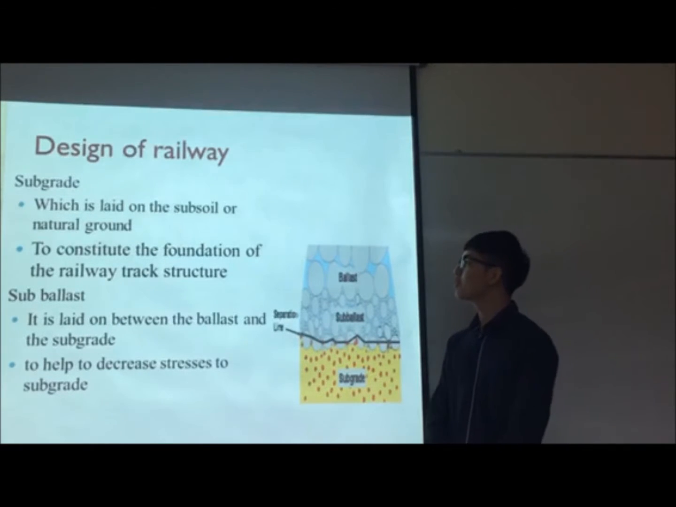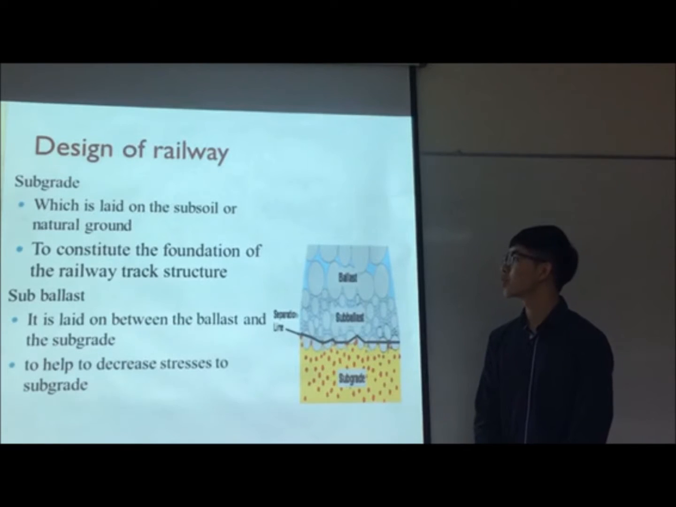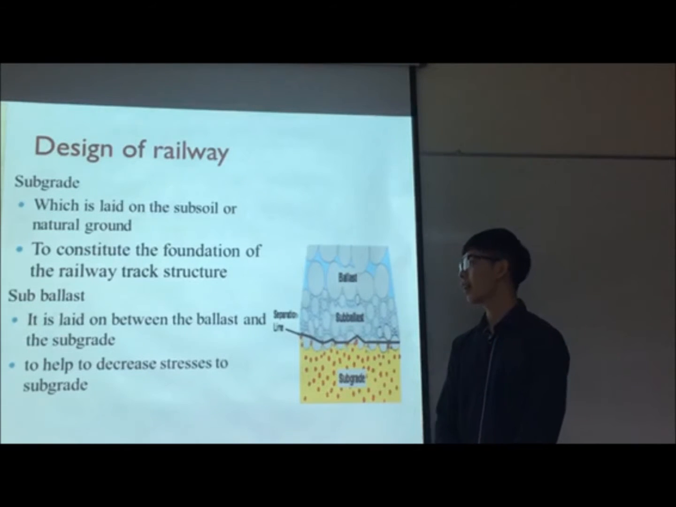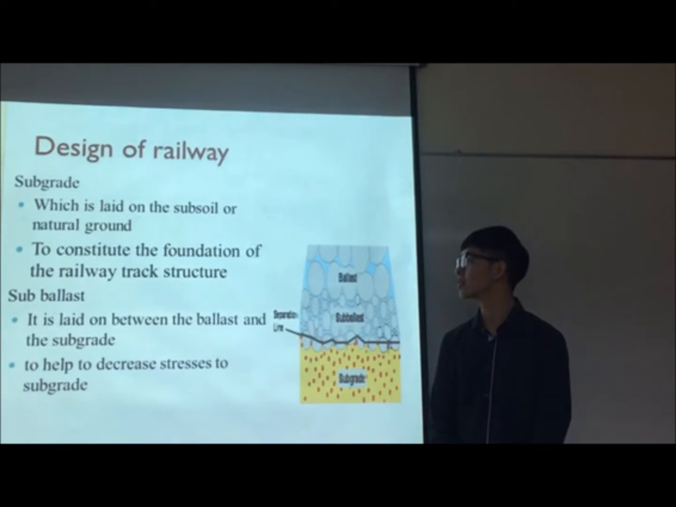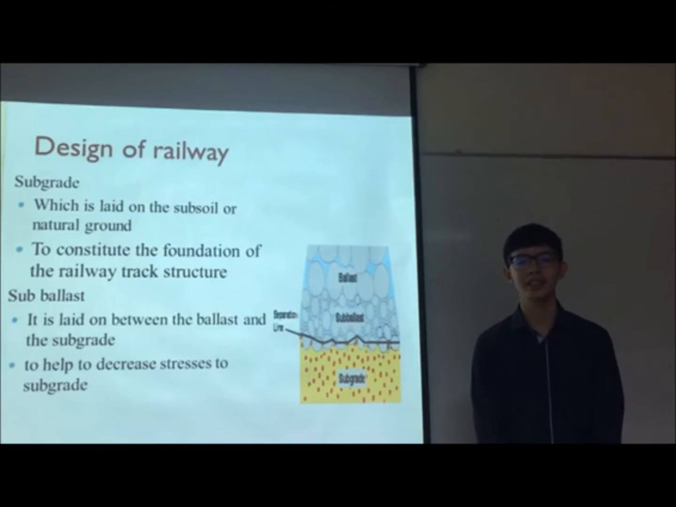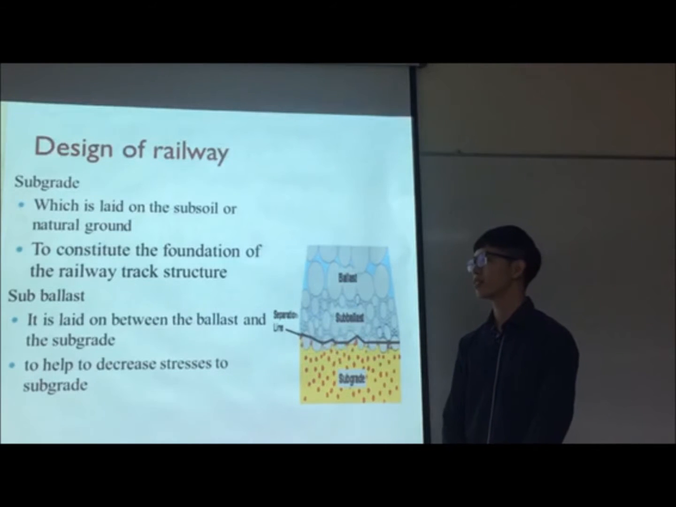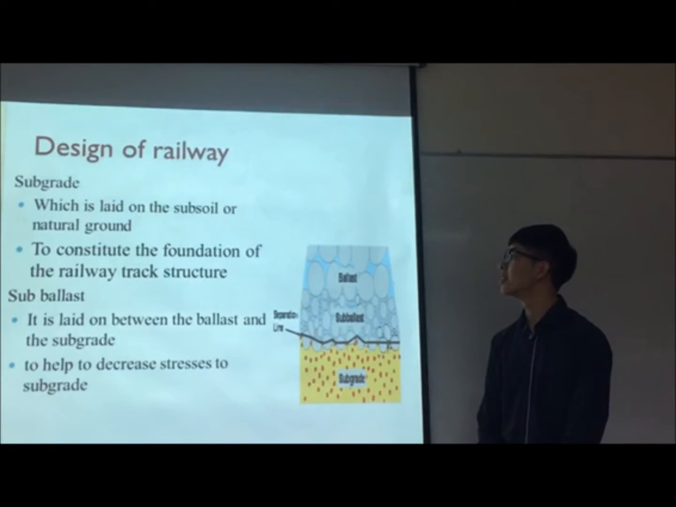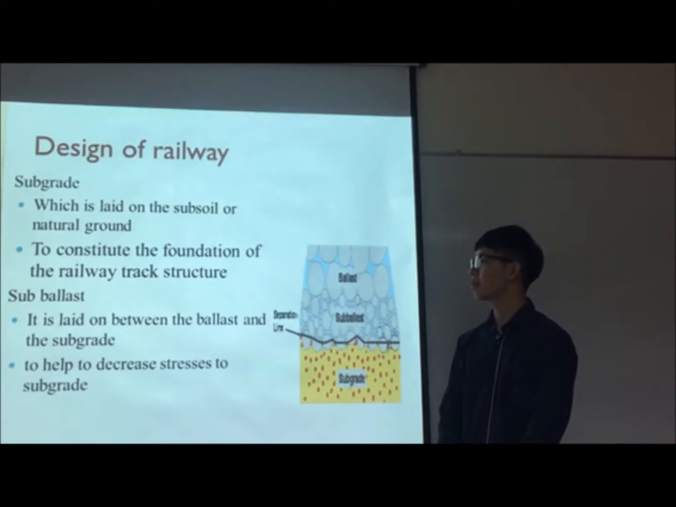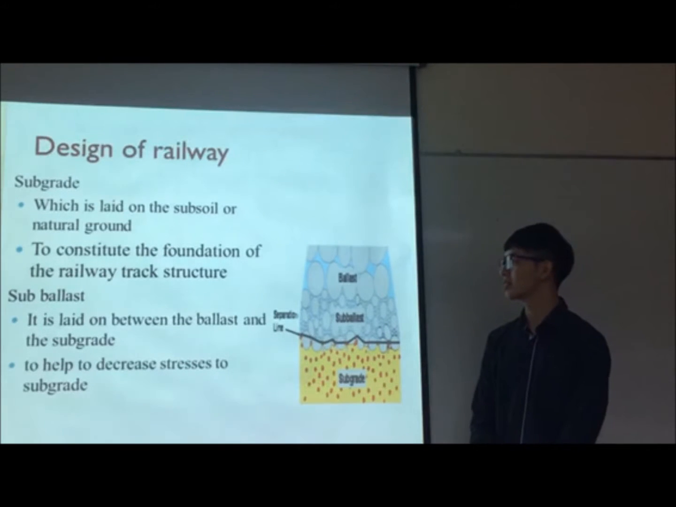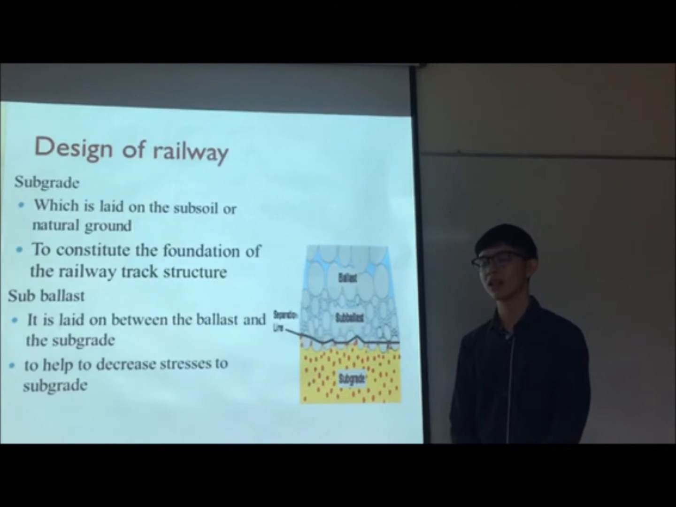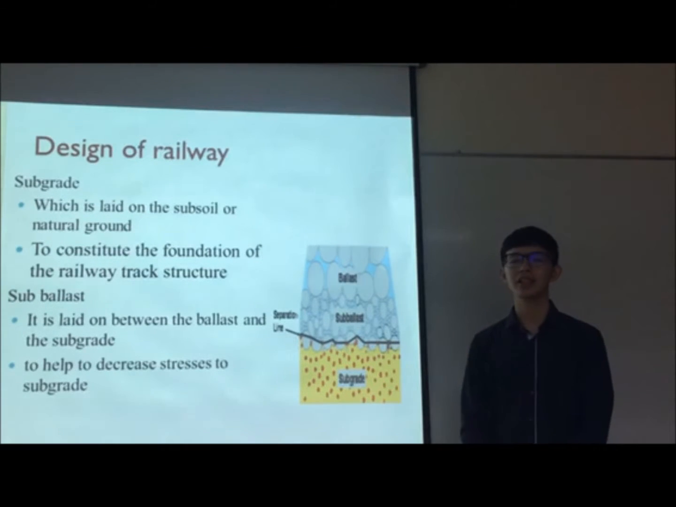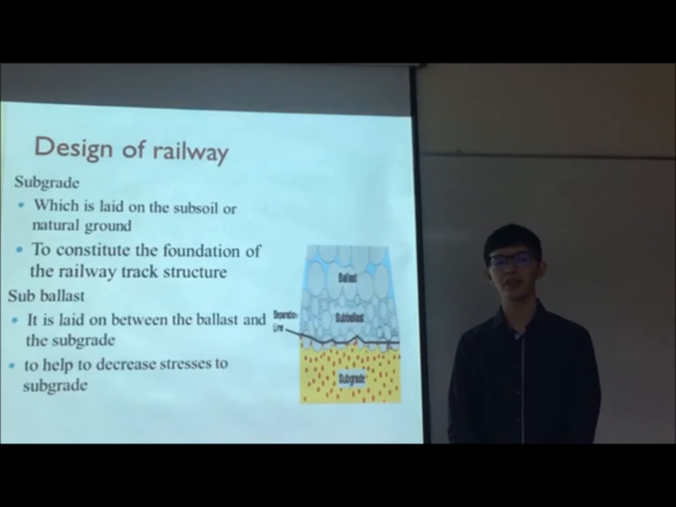The subgrade is laid on the subsoil or natural ground to constitute the foundation of the railway track structure. It is to support the sub-ballast and the ballast, and it must be able to support the train structure above it and keep stable under the traffic load.